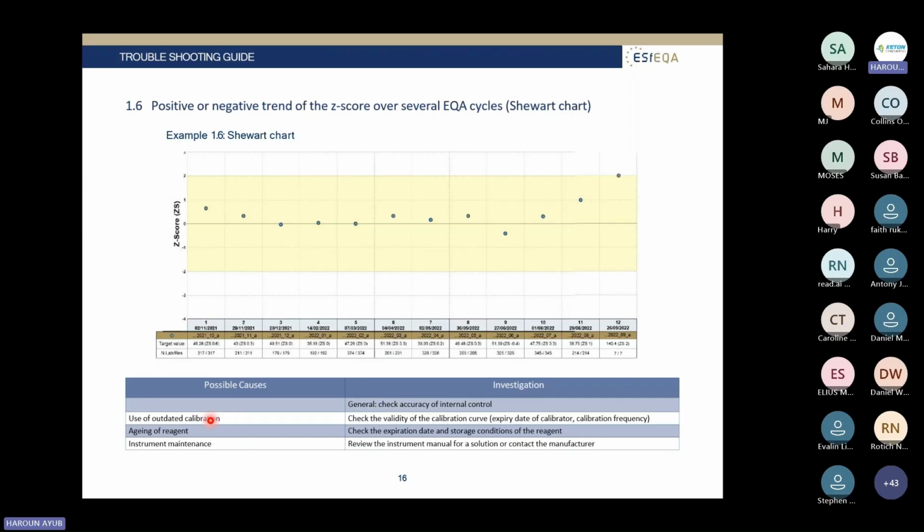Aging reagent. So let's say you put reagent in March, and then the EQA is now in, let's say, cycle 4, maybe in July. So if you're using that same reagent, check if it's aging. And especially if you have not recalibrated, it can be an issue. So check if the reagent has aged. That's why it's very important on your analyzer to indicate the date the reagent was loaded on board.